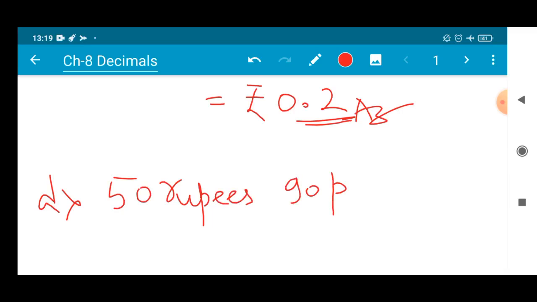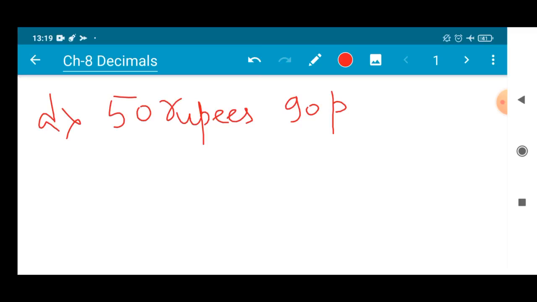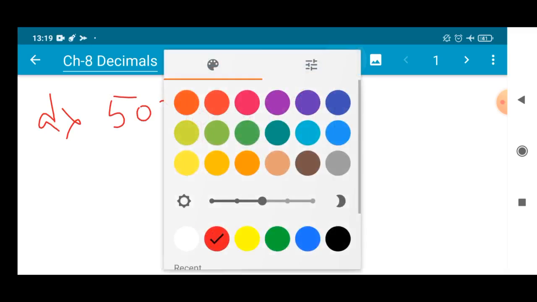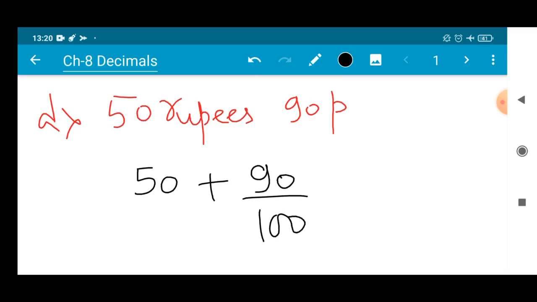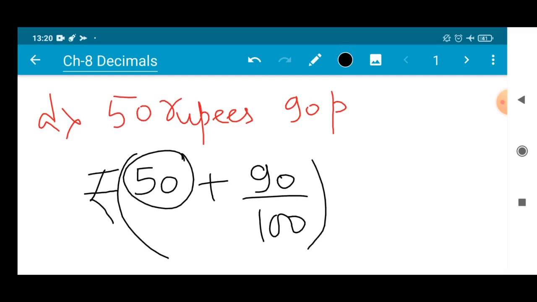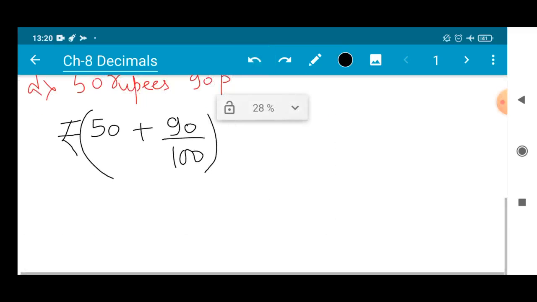Next, part D: 50 rupees 90 paise. Okay, so we have to express this in rupees. So the 50 is already in rupees form, no need to convert. I hope you all can understand this. Now only the conversion needs to be done for 90 paise. So 50 plus 90 by 100 can be done, because 1 paise means it is 1 by 100 rupees. So this was already in rupees, but this was not in rupees. So I have divided with 100 and made it into rupees.